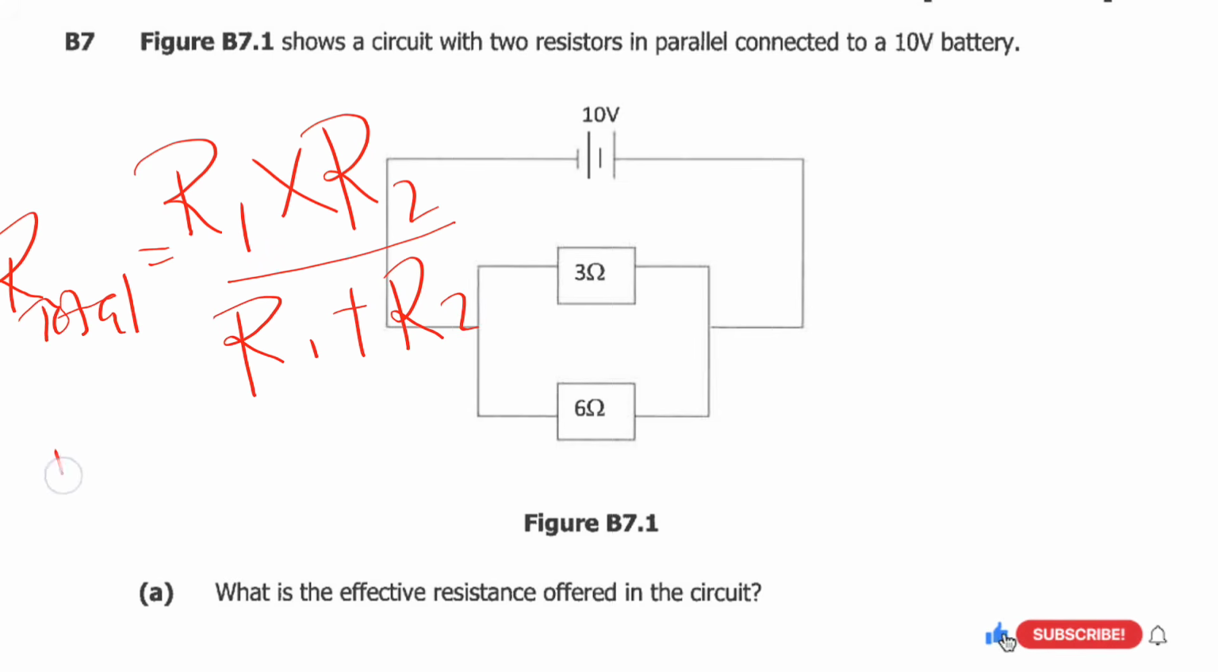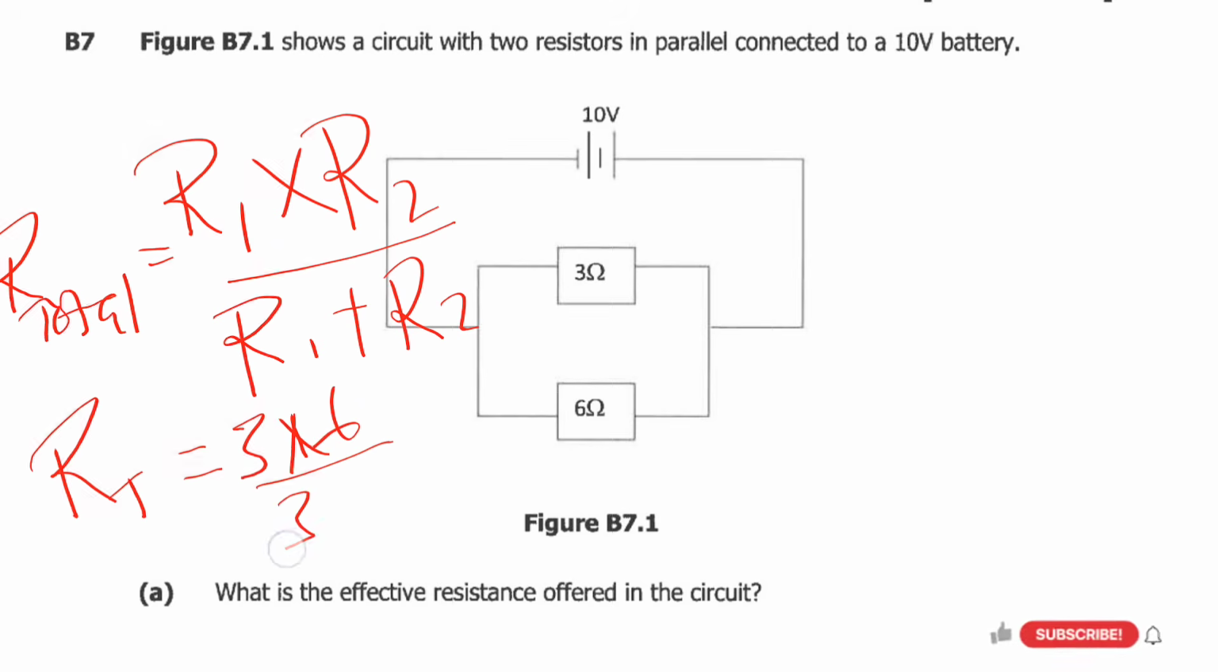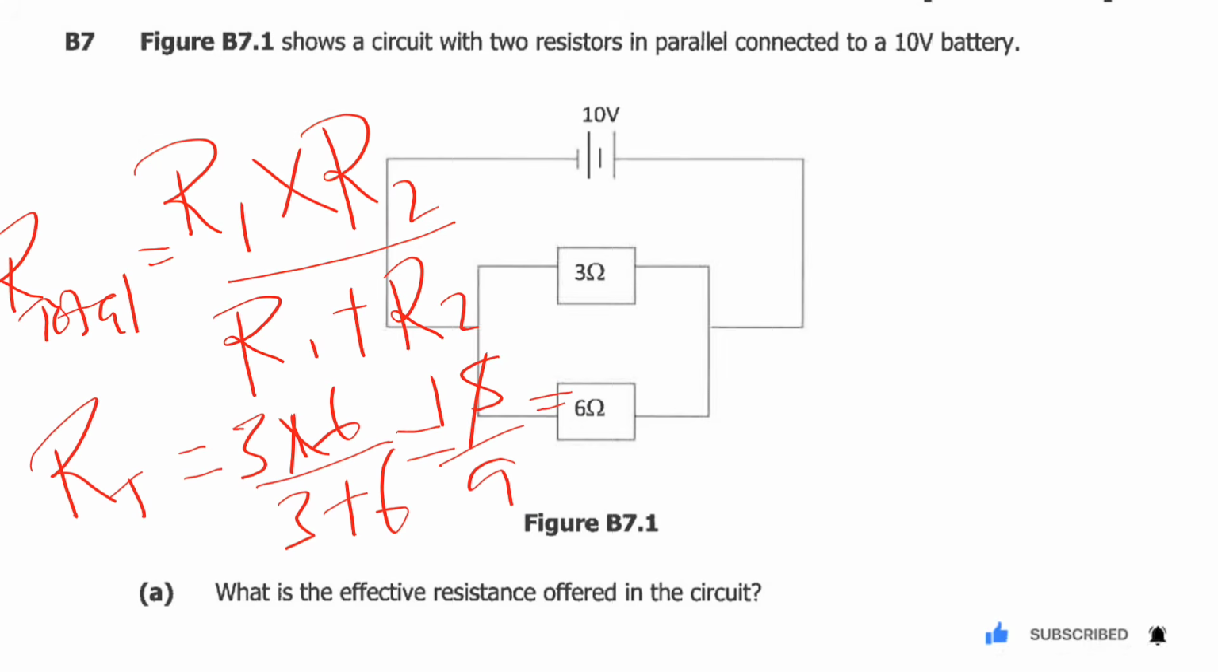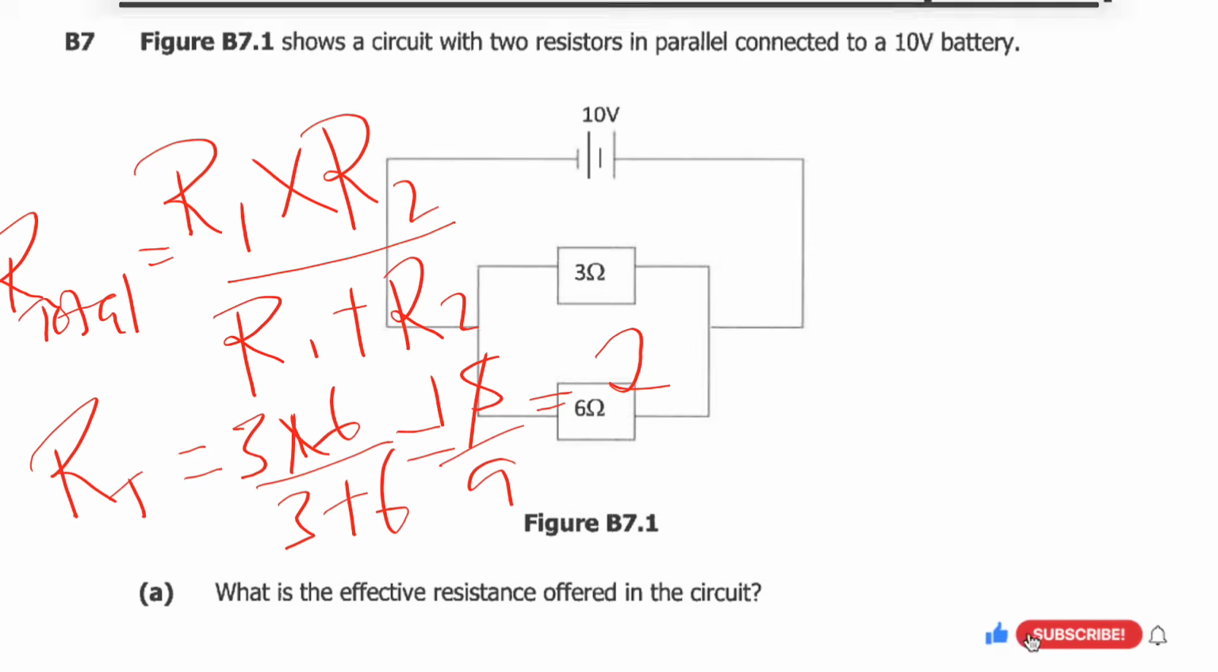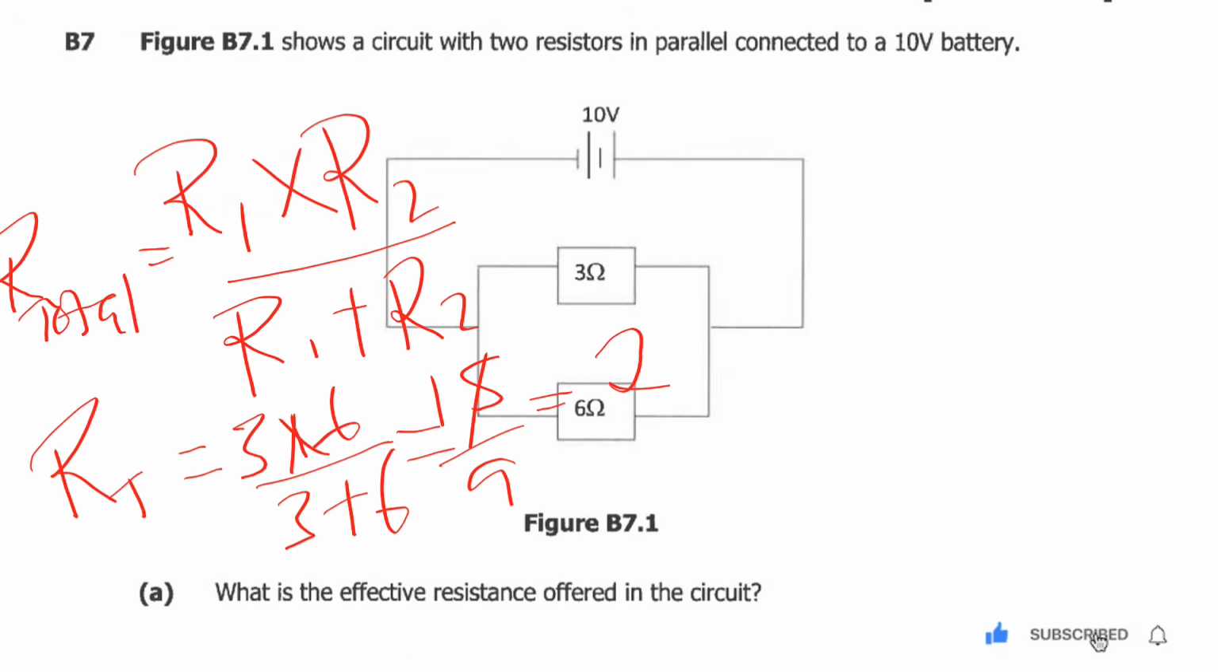So total resistance, let's write RT. Resistor 1 is 3, times 6, over 3 plus 6. 3 times 6 is 18, over 3 plus 6 which is 9. 9 into 18 is 2. So total resistance is just 2 ohms. This is the first formula.